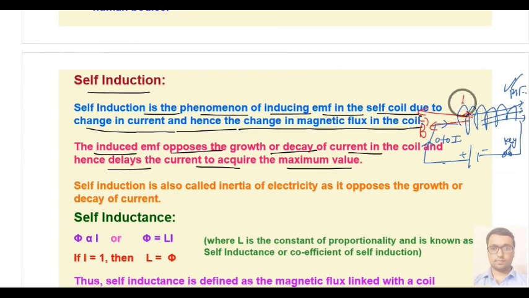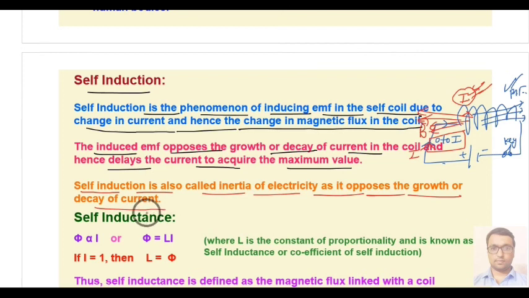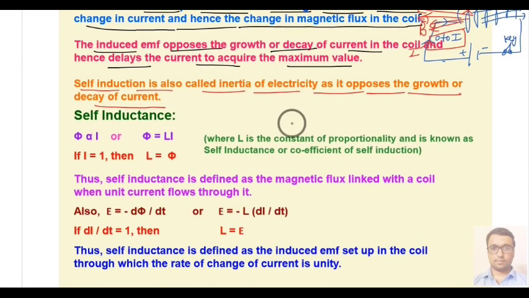For that, this coil has to induce a current in such a way that it can oppose this magnetic field. Basically, if your current is rising, then the induced current will have a direction opposite to that of the primary current. So here you can understand that self-induction is also called the inertia of electricity, as it opposes the growth or decay of the current.